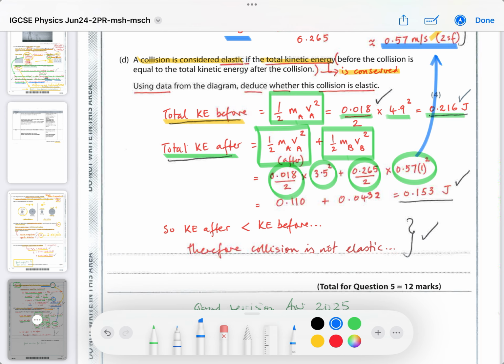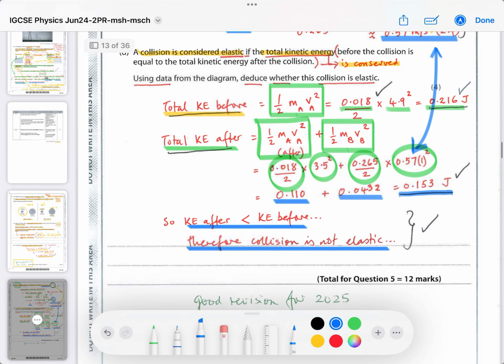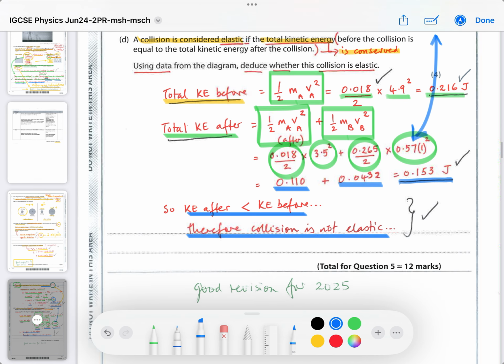Okay, so you put that number in here, and you notice that 0.110 was after for ball A, and for ball B it was 0.0432. When you add them together, it is still less than the kinetic energy before, which was 0.216. Therefore, the collision is not elastic. 99.9% of collisions are not elastic. The only time you may get something close to elastic collisions is with microscopic atomic collisions, okay?